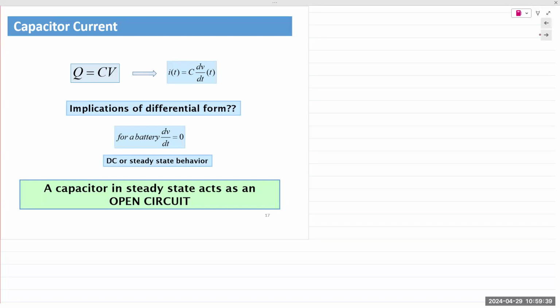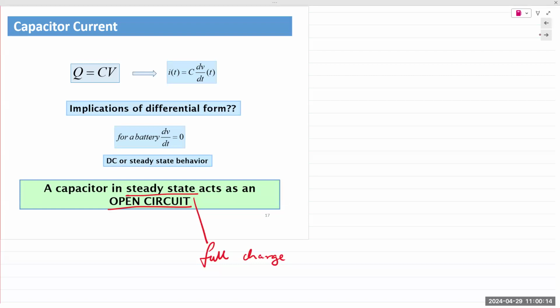Make sense to everyone? So inductor behaves like a short circuit. Capacitor behaves like an open circuit. So when you apply DC, capacitor behaves like an open circuit, only after it reaches full charge. Until it reaches full charge, electrons are flowing through the circuit, so current is flowing through the capacitor. Once it reaches full charge, it behaves like an open circuit.